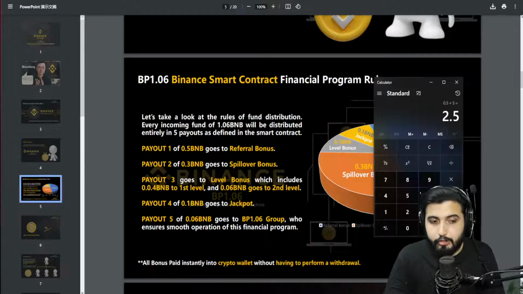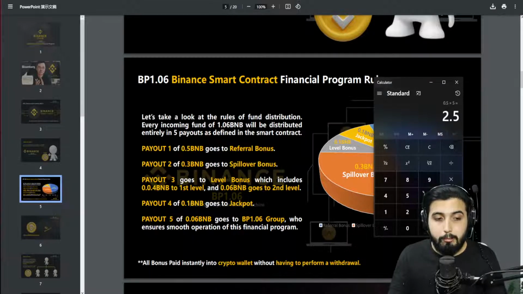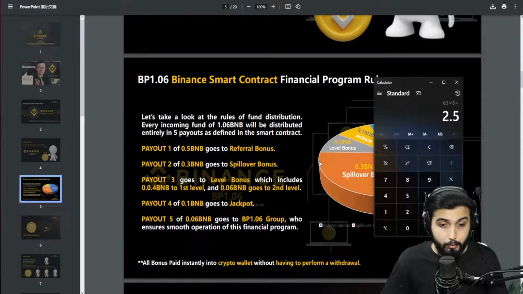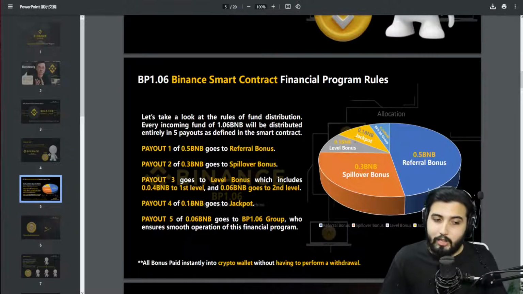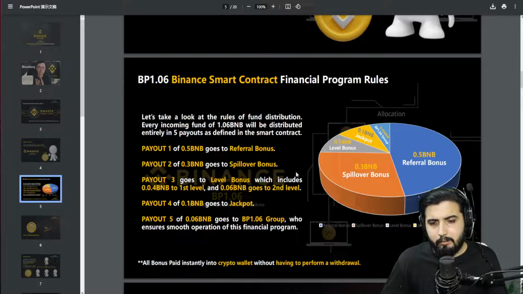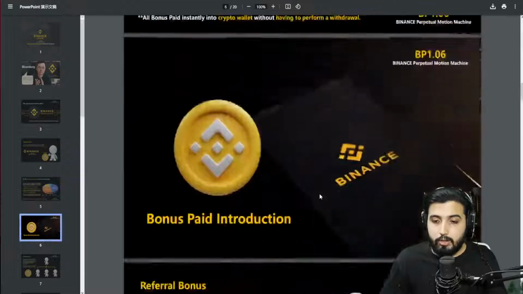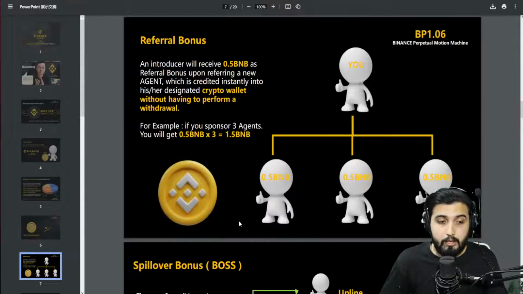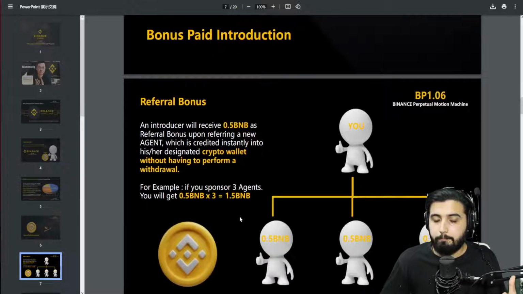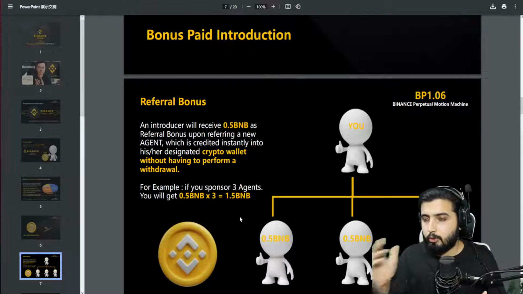And this is just the start. The people that you refer, if they refer other people, you get even more bonuses. That includes the spillover bonus. This includes the level bonus. And it also includes the jackpot, which is both in chronological order, but it also is based on luck. But it happens. So there are different ways, but even using the simplest referral system, you make 0.5 BNB, right?